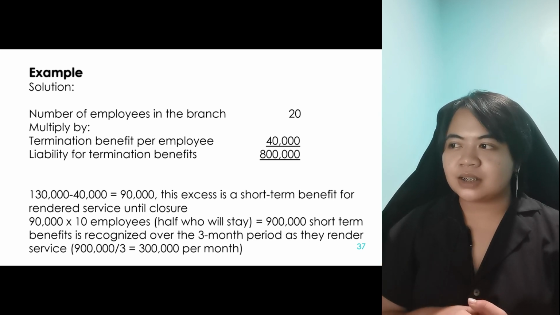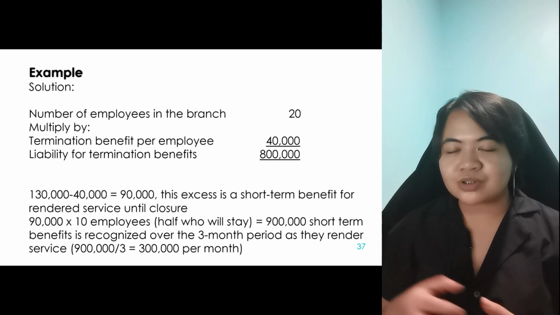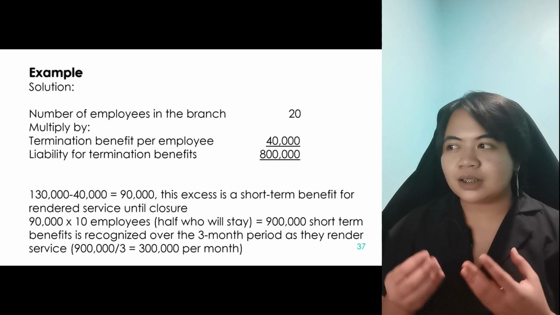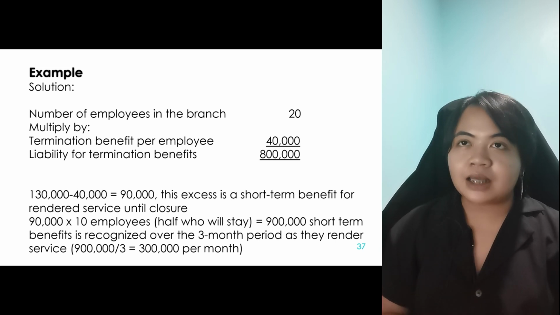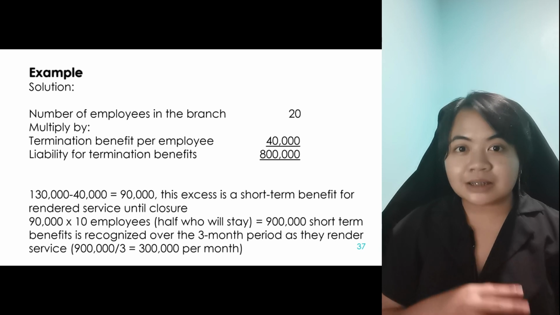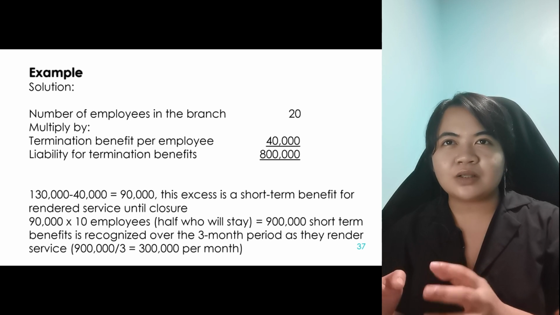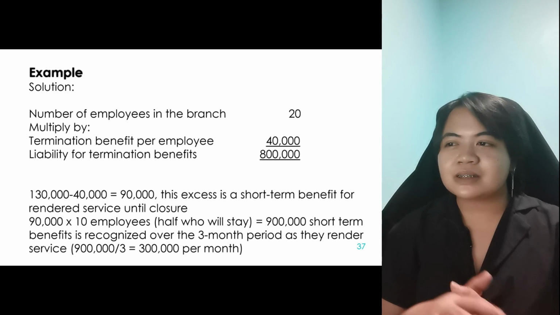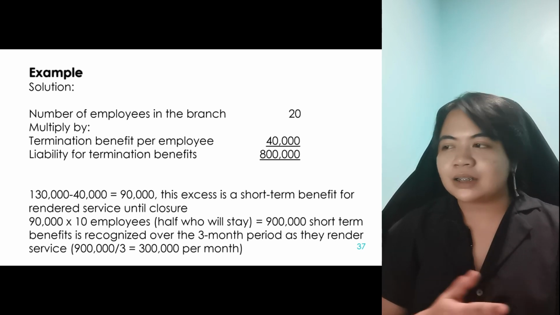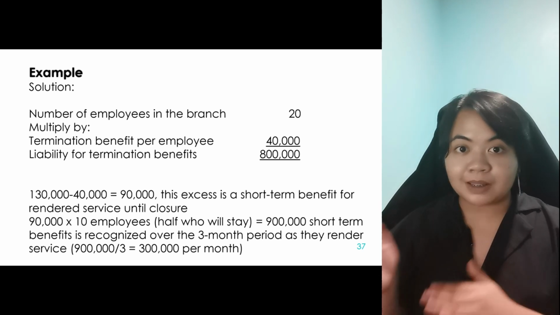So, multiply to get 800,000. Now, ma'am, what do we call the 90,000? Multiply 90,000 times 10, the half who remain and help the company finish the orders. The 900,000 is short-term benefits, which will be recognized on a straight-line basis, depending on the service years, in this case, months. So, on a straight-line basis, that is 900,000. The accountant divides it into 3. That's 300,000 per month as short-term benefit expense.